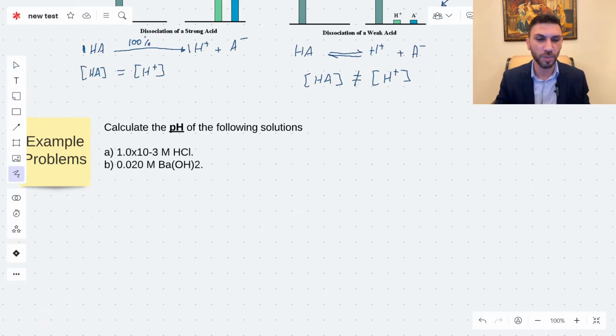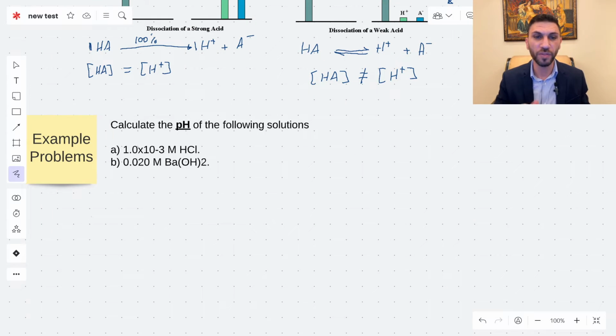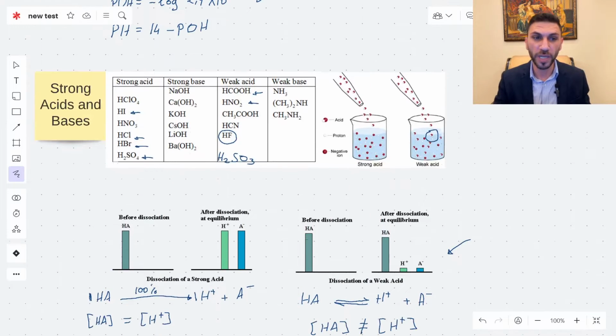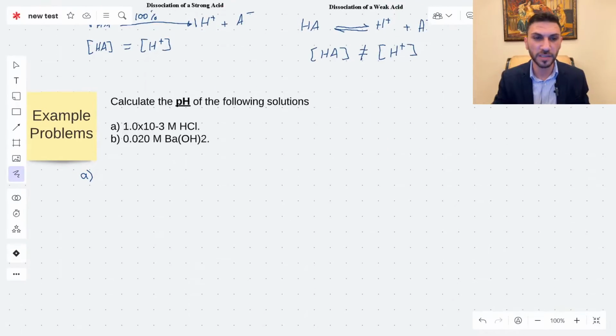Let's have this problem. Calculate the pH of the following solutions. A, 1 times 10 to the power of negative 3 HCl. We need, as I told you, to memorize the strong acids. HCl, HBr, HI are strong acids, whereas HF is a weak acid. So HCl is considered a strong acid.